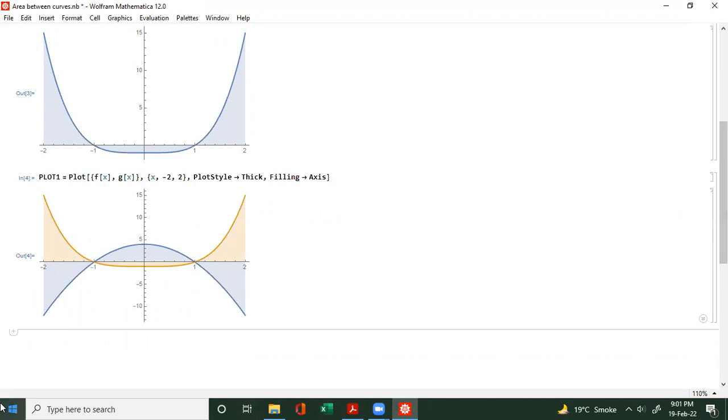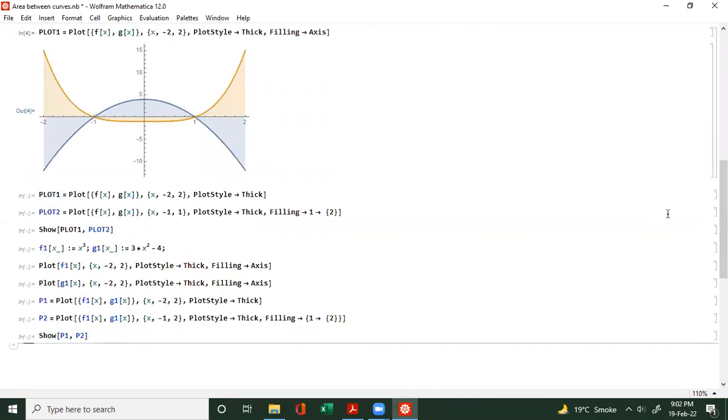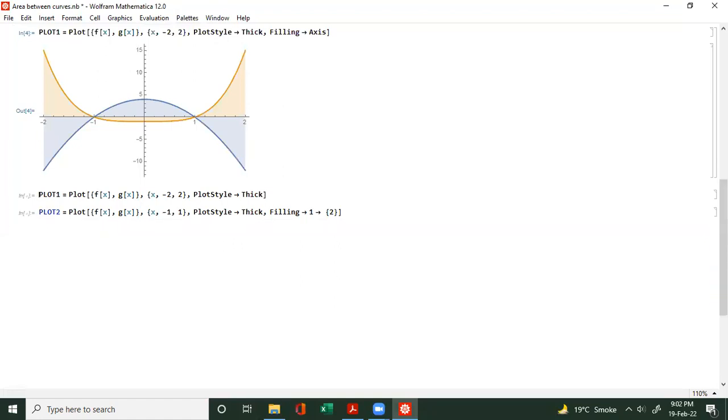So here is the area, but we want to shade only that area that is enclosed or bounded by these two curves. But here some exterior region is also included. We want to find the area from -1 to +1. For that, you need to give some extra commands. So what are these commands?